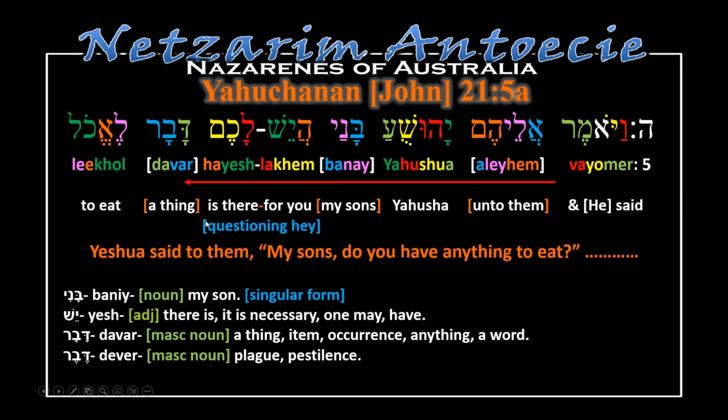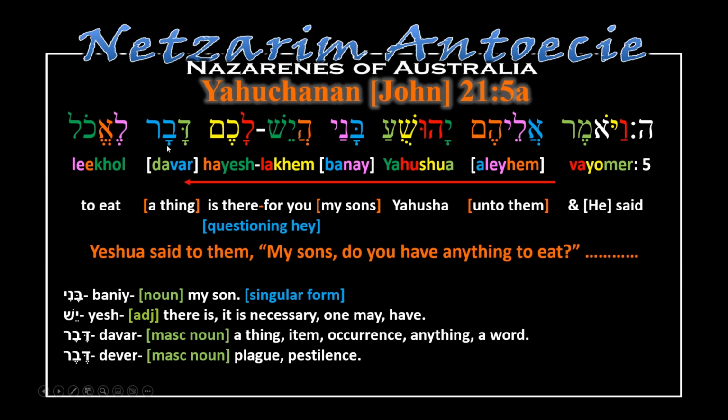Ha-yesh, and I've translated that as is there. If you look down here, yesh, as an adjective, it can mean there is, it is necessary, one may, or have. So I've put it is there, and then lakem, meaning for you, right? And the hey at the front of that is a questioning hey. Now I want to make sure that you don't mistake this one for bread. It is for you. Kem is you, plural form.